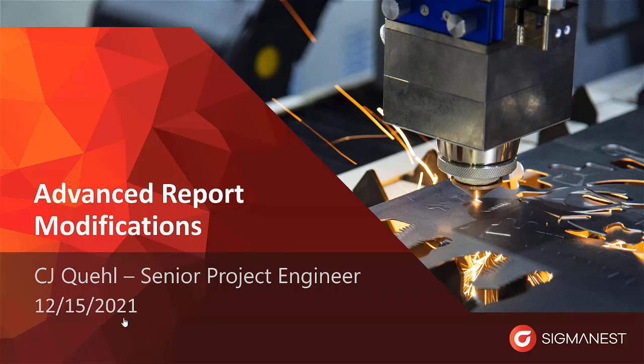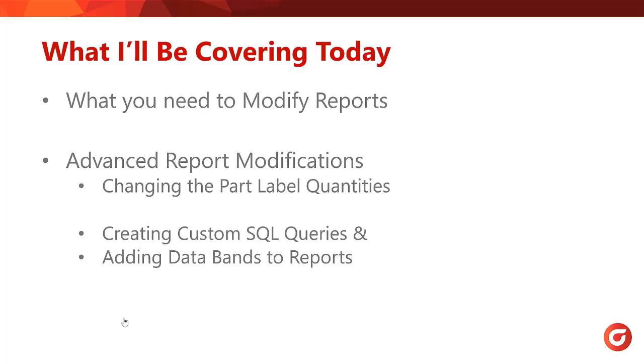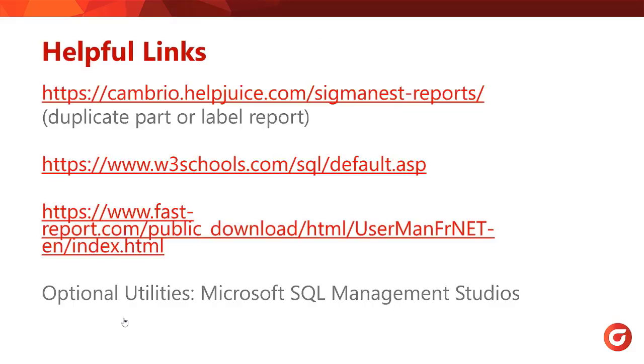that out right afterwards. We're going to be covering how to modify the reports via changing the quantity, and so basically the visibility properties on some of the part labels. And we'll also be adding a custom SQL query and using that to populate a data band.